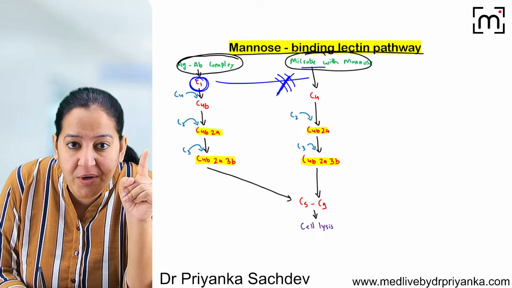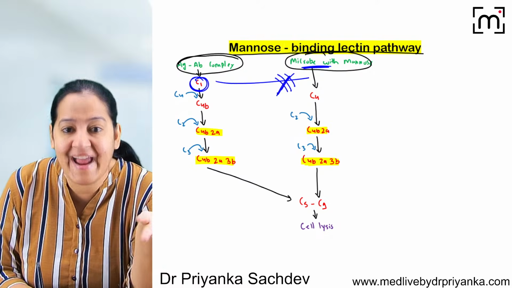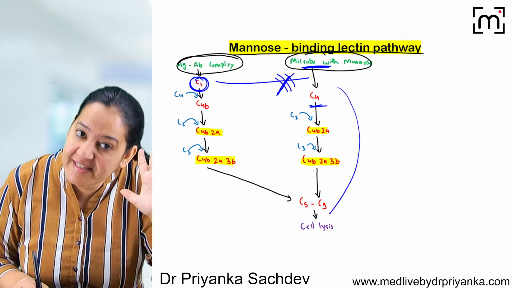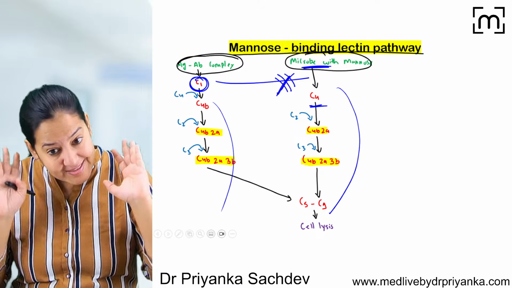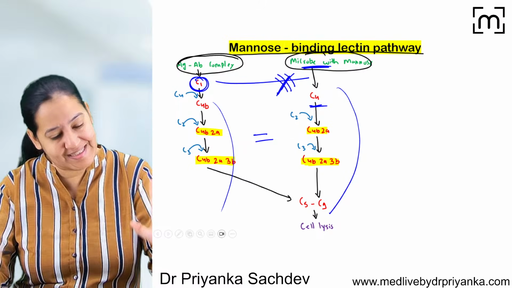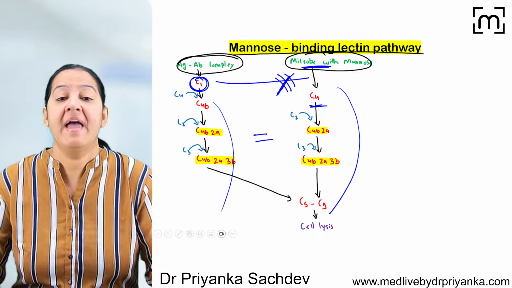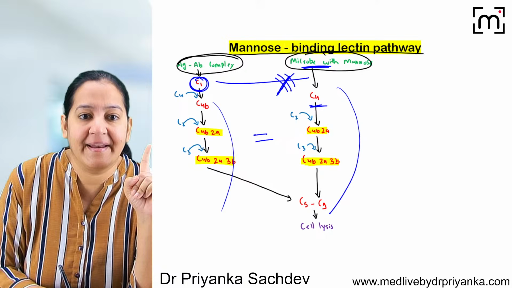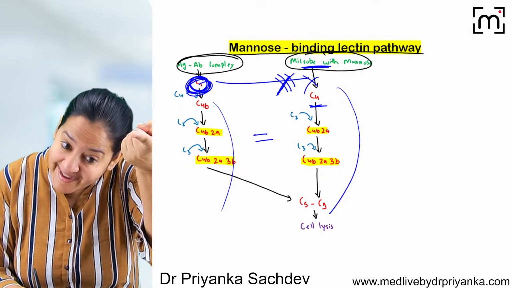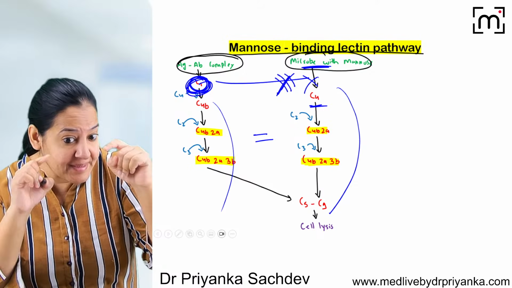This mannose sugar in the cell wall directly activates C4. That's the only difference. The rest is everything the same as classical. They are the same. Rest is everything same except one difference. In classical, C1 is involved, but here C1 is not involved. It's directly C4. So the first complement is different.